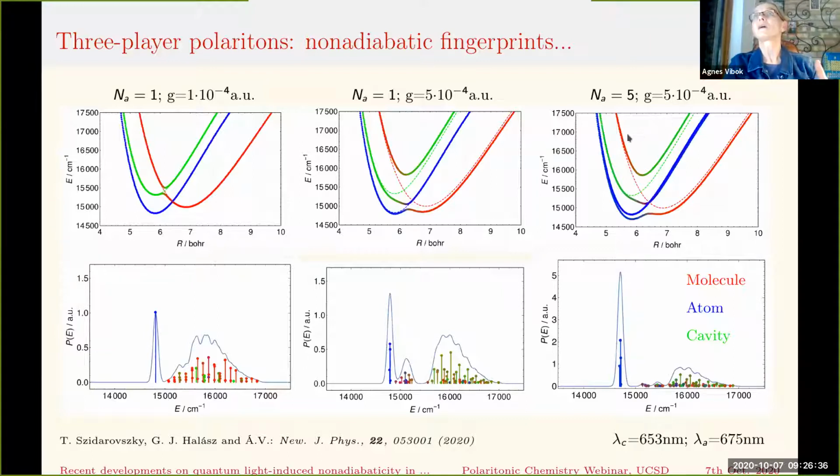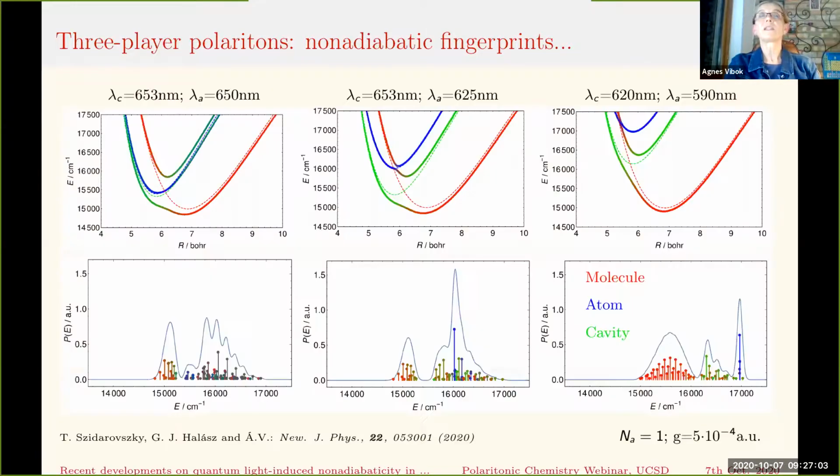Here we put additional 4, so altogether 5 atoms, and then we could change a lot the polaritonic structure of the system. And then also you see here the fingerprint of this in the spectra. So we have also 4 dark states as well, not only 3 bright, but you see the fingerprint also in the spectra.